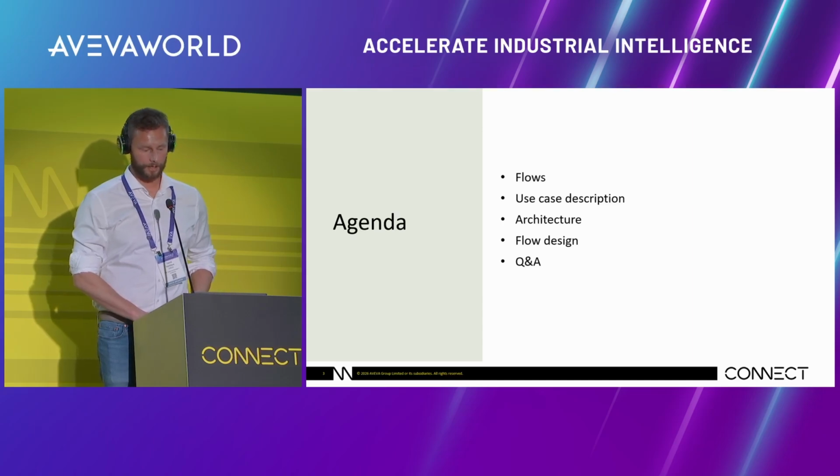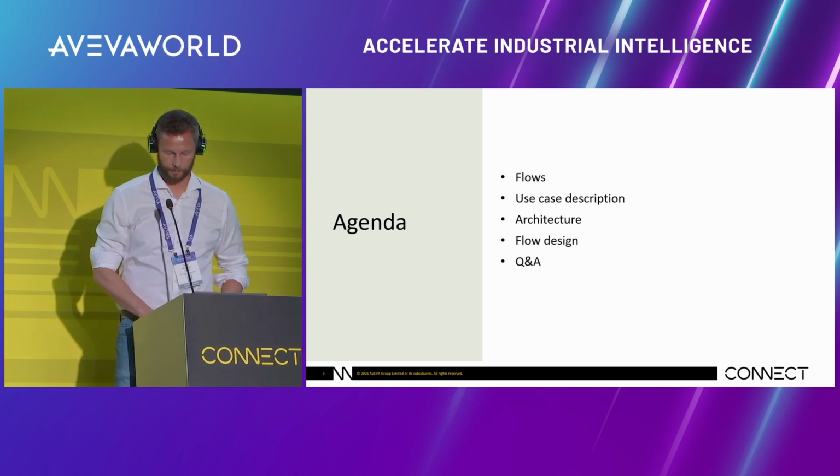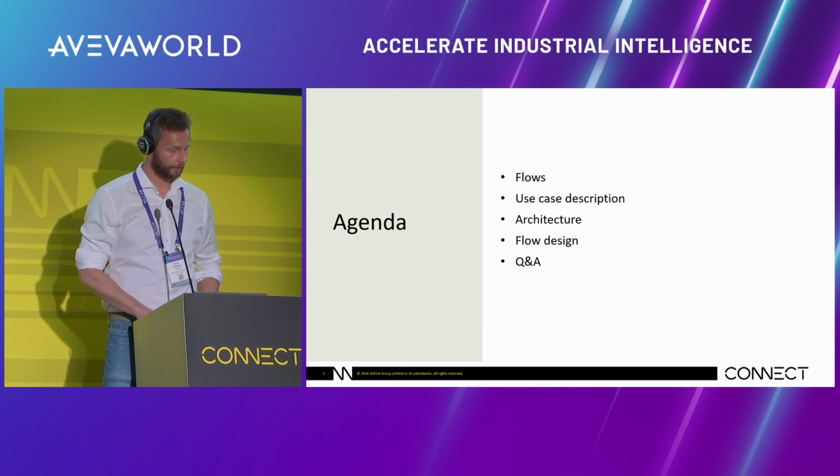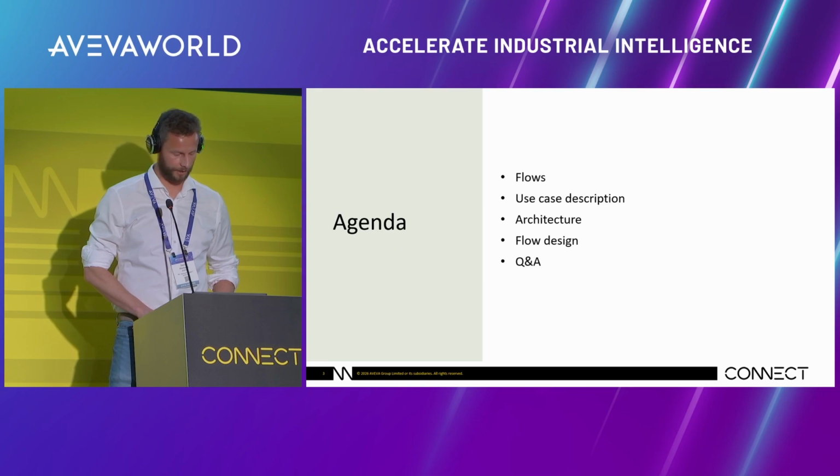Just shortly regarding the agenda, so you know what we are talking through. First, a quick introduction to Connect Flows, just to bring everyone onto the same page. I do know some of you know it already, but that's important to understand. Following up with the use case description, what we really wanted to do here. Then the architecture, because the architecture is pretty important to understand in order to get the benefits. And then we can move ahead with the flow design, Q&A, and then maybe we have some time as well.